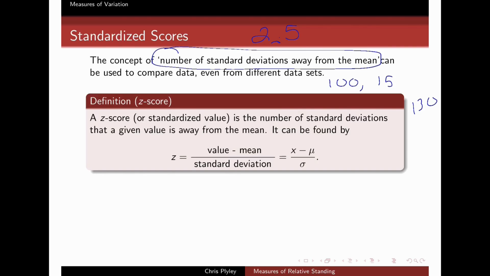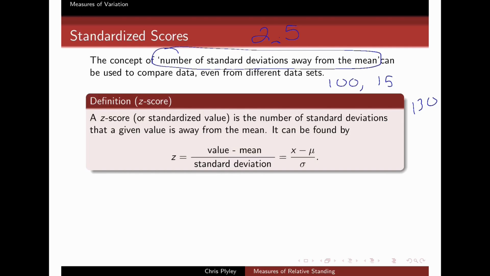So here's a calculation that we can use. In particular, when I'm not exactly 2 deviations above or below, I can find exactly how many standard deviations away from the mean any data value is. That's called the z-score. The z-score is literally the number of standard deviations that a given value is away from the mean.